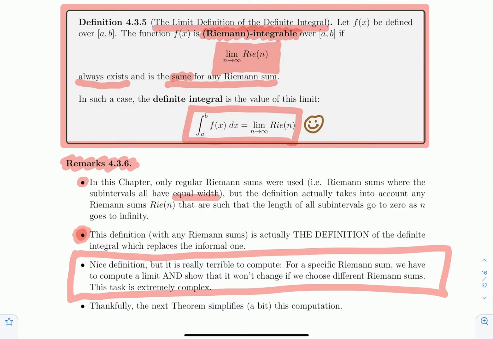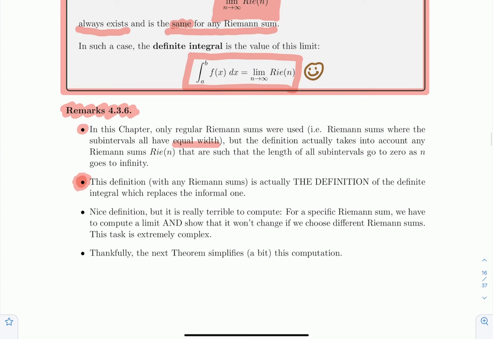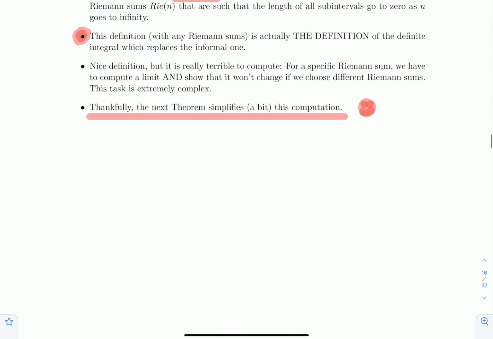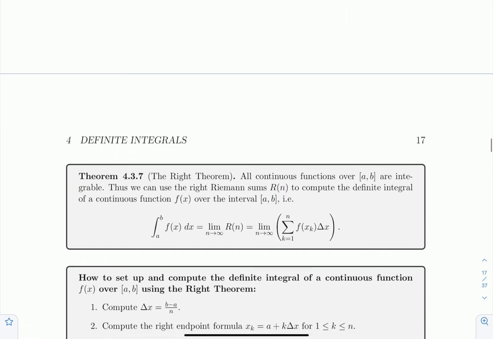But thankfully for us, there's a nice trick. The next theorem will be that trick that will allow us, for nice functions, which are going to be the case in this chapter, to compute the limit definition of definite integrals using only one Riemann sum. So going to infinity, and then for that one, whatever number you get will be the actual number that you're looking for.